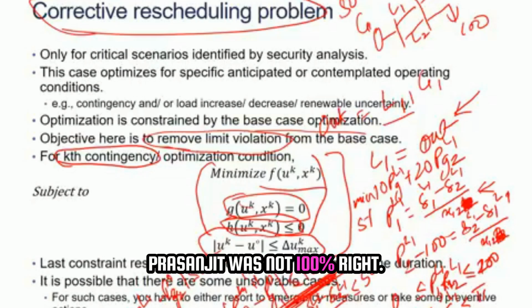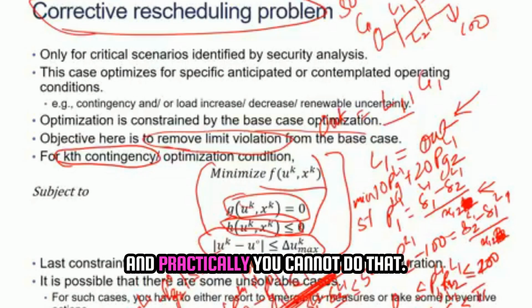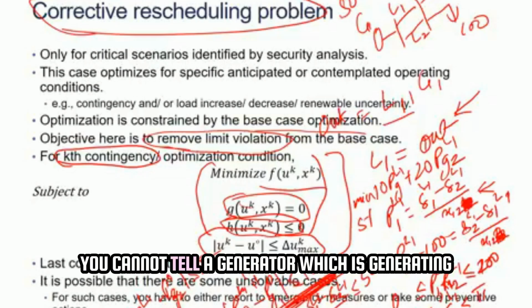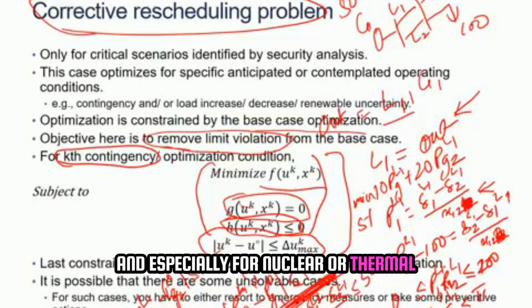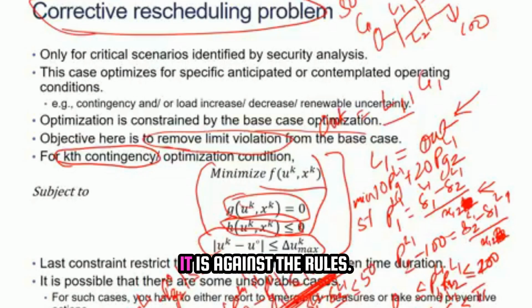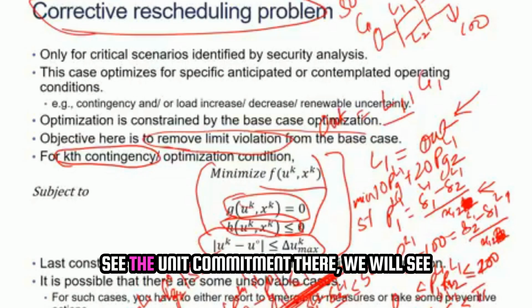Prasenjit was not 100% right. It was partially right, because I have not added any constraint or any equation to switch off the generator, and practically you cannot do that. You cannot tell a generator which is generating 100 megawatt to immediately shut down, especially for nuclear or thermal generators. It is against the rules, and we are going to see this logic when we see the unit commitment.